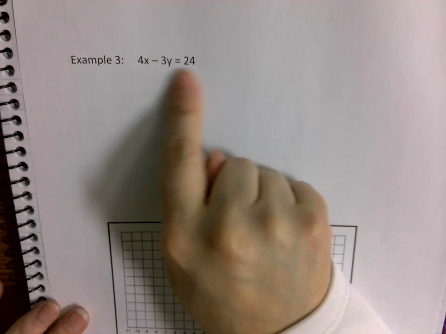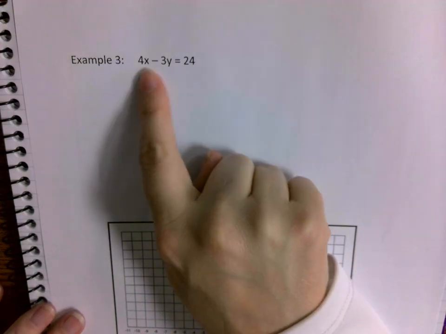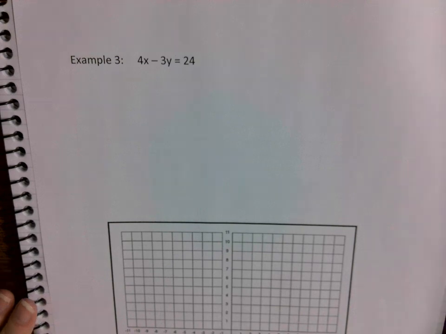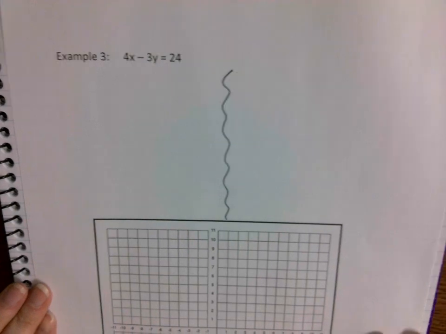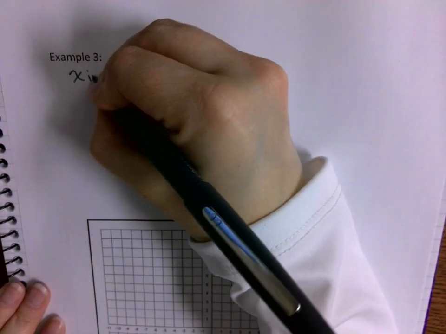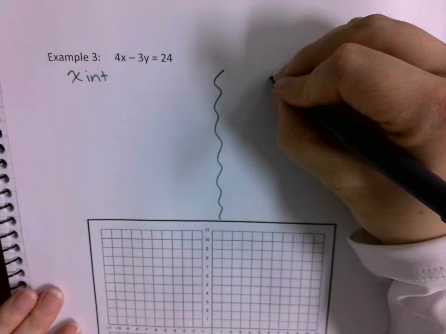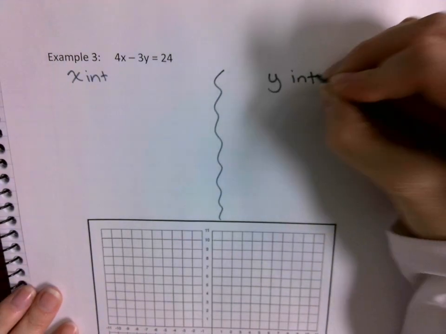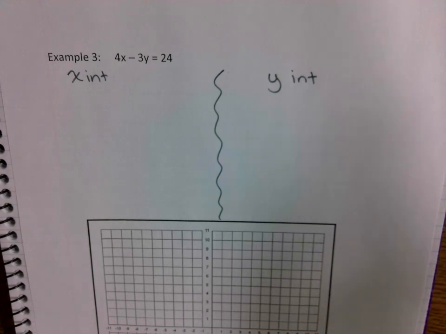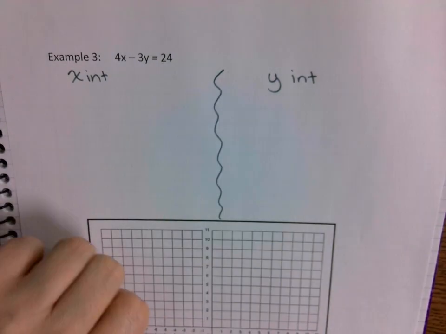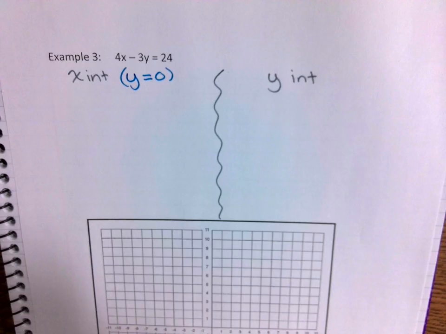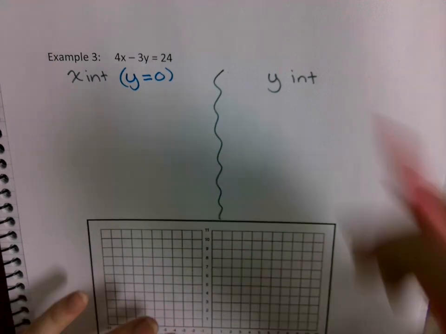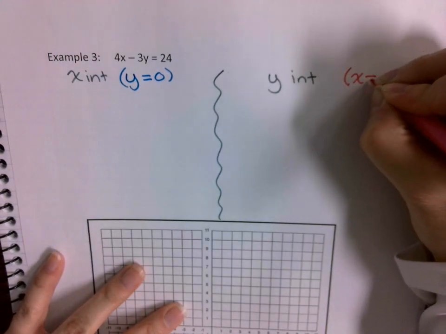So for example number 3, we've got it in standard form. 4x minus 3y is equal to 24. What I'm going to go ahead and do is split this little space up into 2 sections. I'm going to label one of them as my x-intercept section, and the right side I'm going to label as my y-intercept section. Now remember, when we're solving for the x-intercept, that's the point at which y would be equal to 0. And when we're solving for the y-intercept, that's the point at which x is equal to 0.